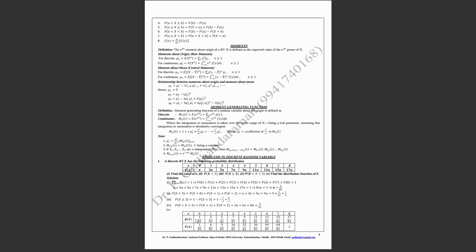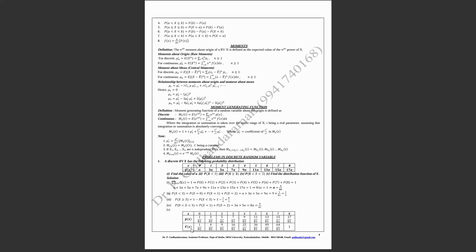So this is 1 by 81, and next for x is equal to 1, p of x is equal to 3a. So 3 by 81. And what about the third one? 5 by 81, 7 by 81, 9 by 81, 11 by 81, 13 by 81, 15 by 81 and 17 by 81. Now capital F of x, because the question is find the distributive function, means cumulative distributive function.